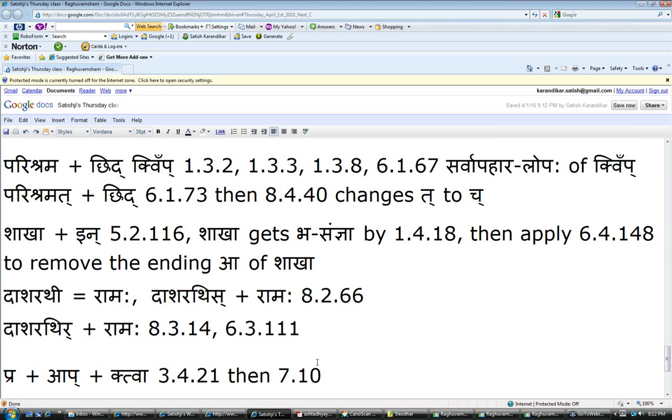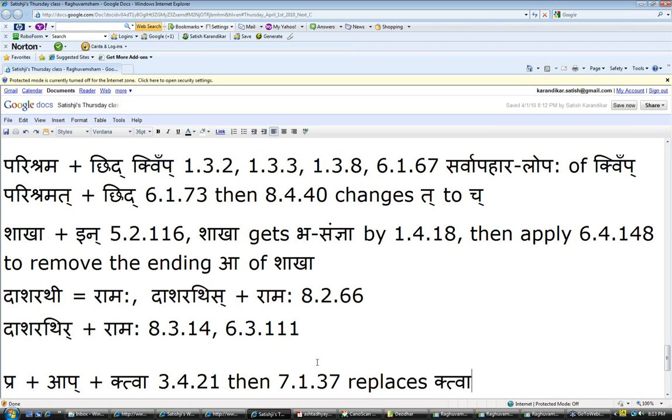7-1-37 replaces the tva by lyap. That is what's happening. I'm sorry, I didn't change that. So we have to find the samana karta and what is the uttaravartini kriya. So let's see that. Now let's go back to the shloka.